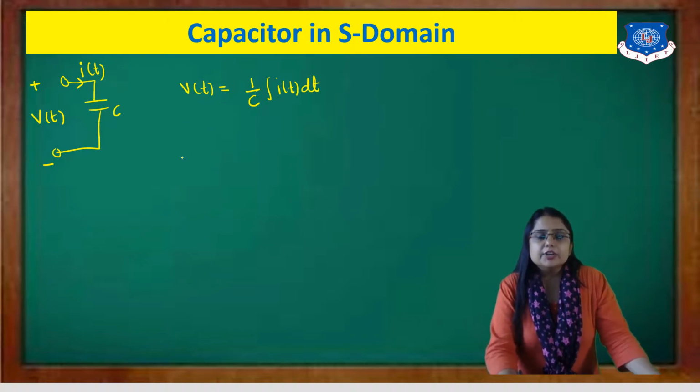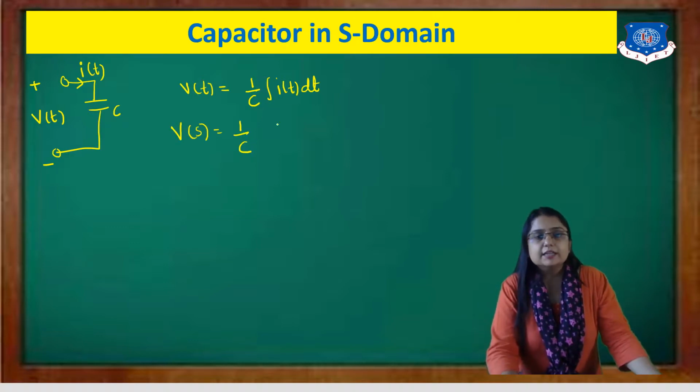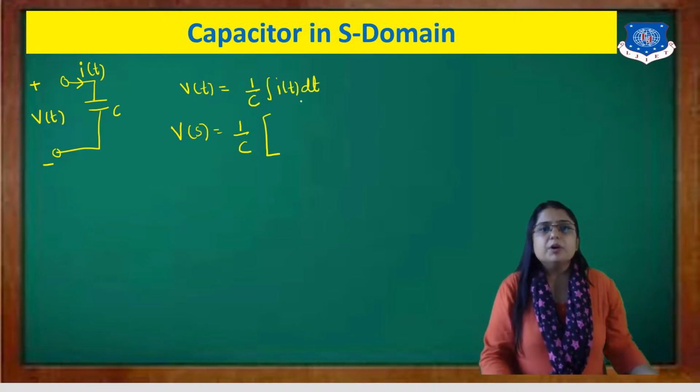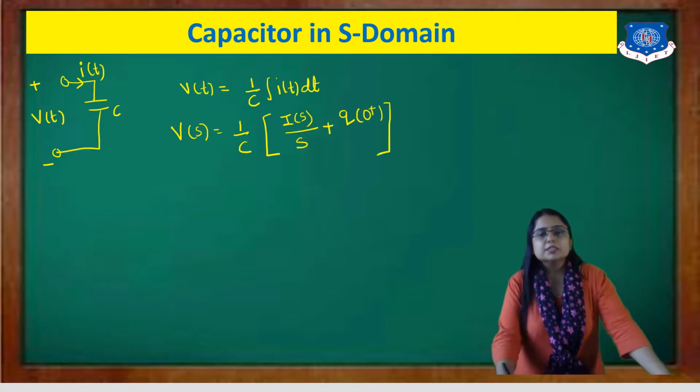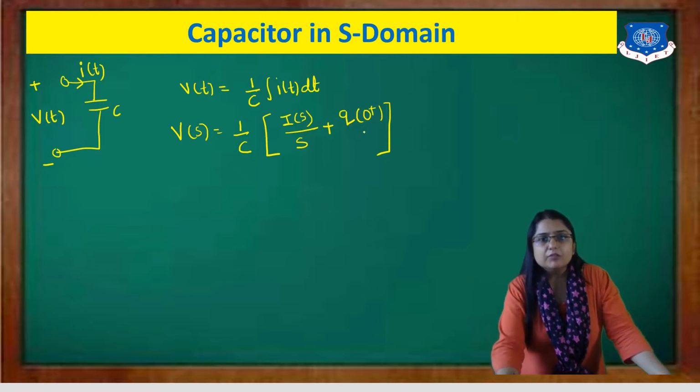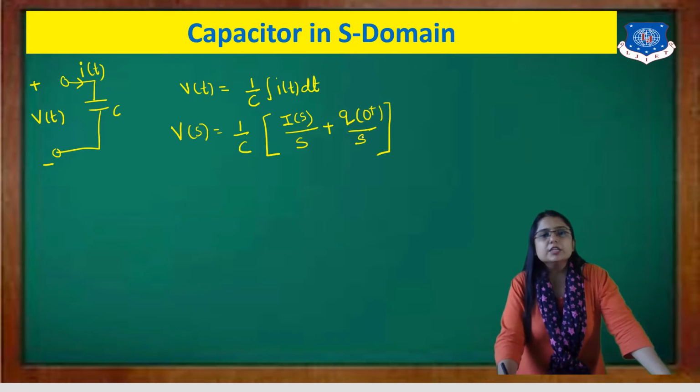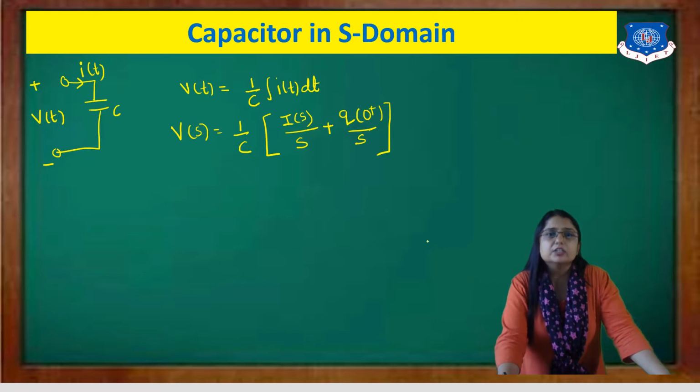Now just convert this equation into the Laplace. So what we get? V of S equals 1 by C. Now you just think about this, the Laplace of this integration, that will become what? It's the I of S upon S plus Q0 plus divided by S, that is Q, the initial charge. Q is known as the capacitor charge, and that is known as the initial condition.